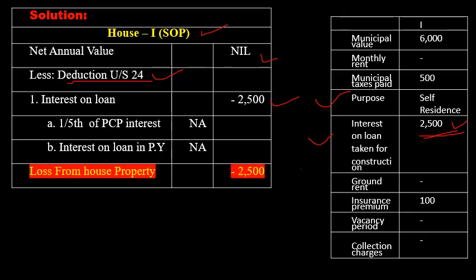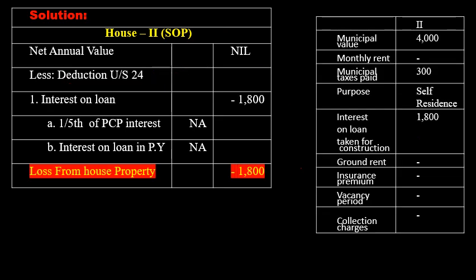So in case of the first house, there is a loss because it is used for residential purpose. Of course, there will not be any income. So loss from house property is 2500. So that's about how to calculate or how to assess the self-occupied property. It begins with the net annual value. Only deductions come under self-occupied properties, and that is only interest on loan.